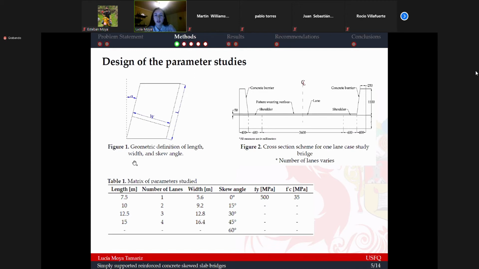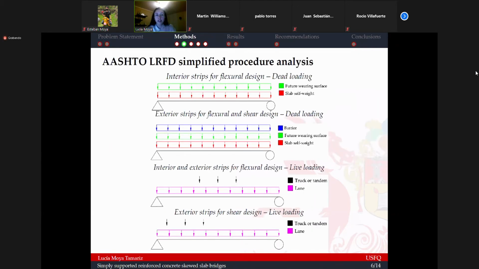So once we modeled all of these bridges, we performed analyses both through the AASHTO LRFD simplified procedures using hand calculations, and also linear finite element analysis using the software package from SIA Engineering. And then we provided reinforcement according to the reinforcement provisions that are set in the AASHTO LRFD design specifications. So this is the loading that we applied for the simplified analysis. And something important to mention here is that the live loading was reduced according to the appropriate equivalent strip width.